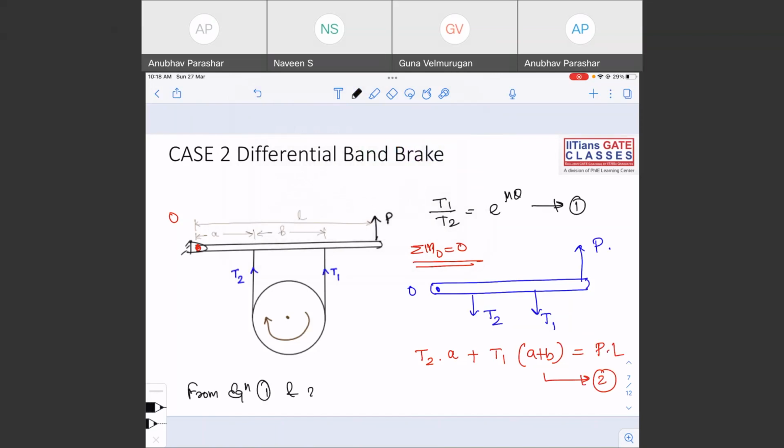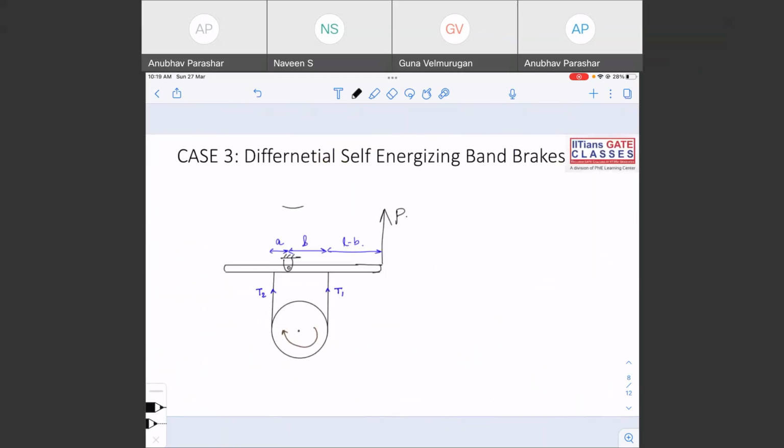From equations 1 and 2, you can solve for T1 and T2. So simple this is, right? Just basics clear ho, then nobody should miss the equation from this.